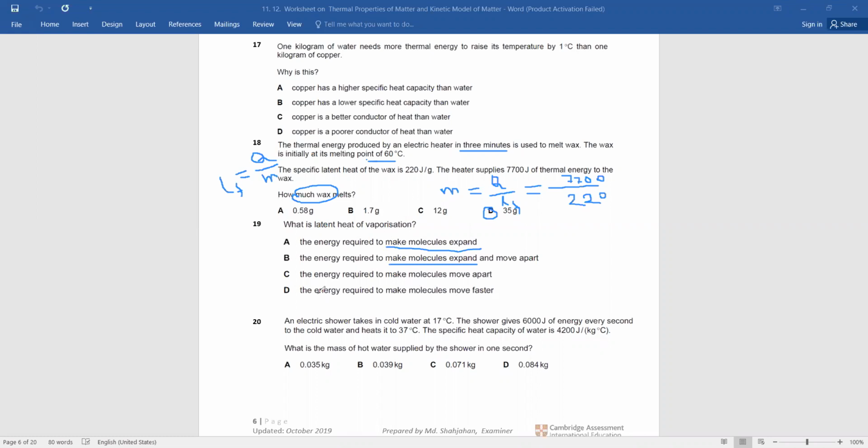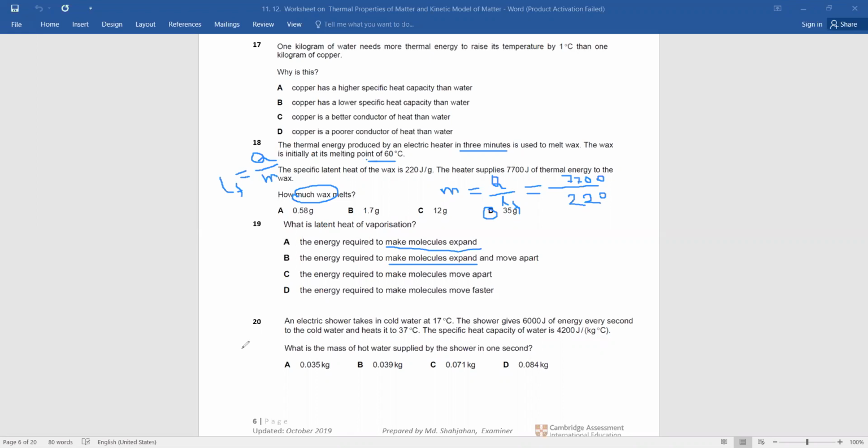When the container is sealed and we are increasing the temperature, that time the answer is D. Is it clear, sir? Yes, sir. So our answer is C. Okay, Faiza, continue with question 20.